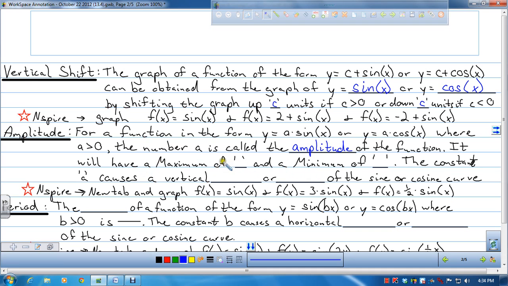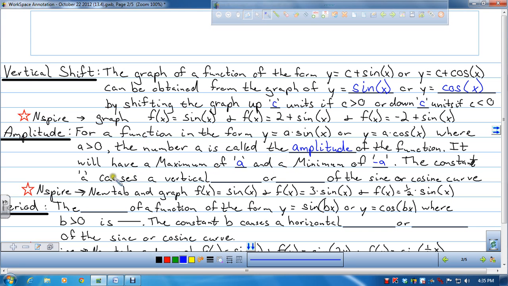It's going to have a maximum equal to whatever the value of a is, and it will have a minimum of whatever the value of negative a is. So we know that our basic functions, sine and cosine, had a maximum of 1 and a minimum of -1. Well, if we multiply that value by some number, that makes my new maximum y value whatever that number is, and my new minimum y value the opposite of whatever that number is.